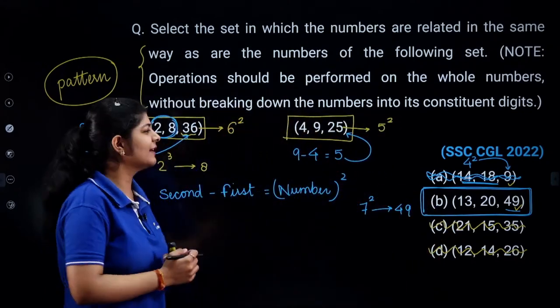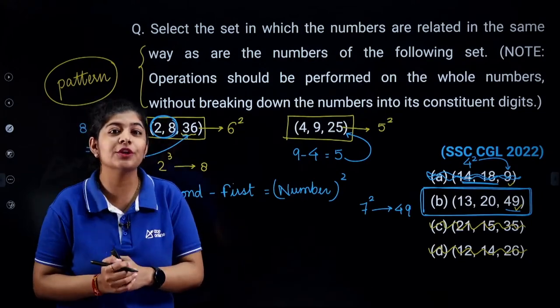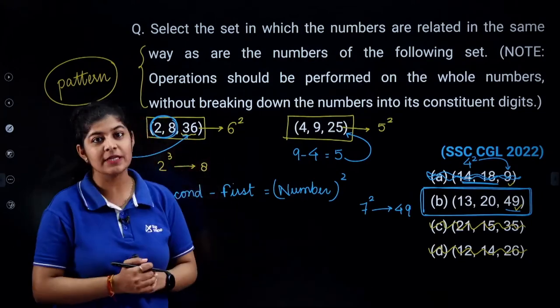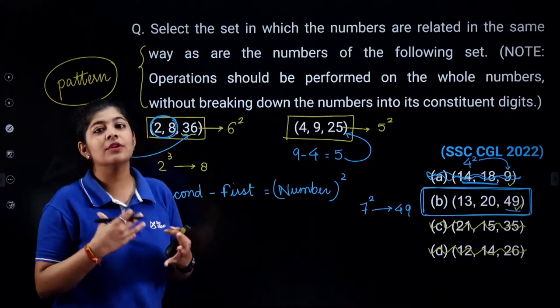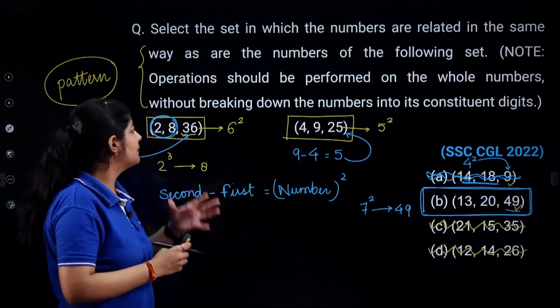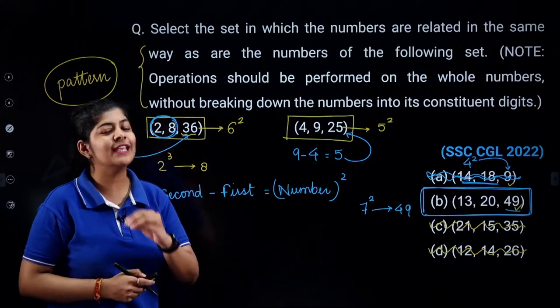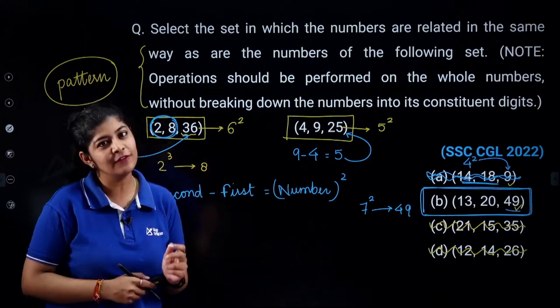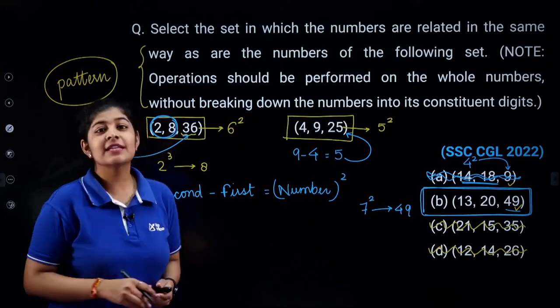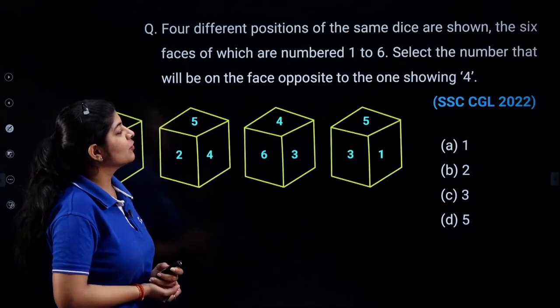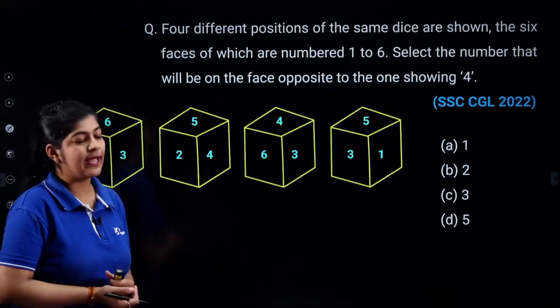Is it clear? This is a simple question, but what we need to do is play with the numbers. As we are aware of the squares, perfect cubes, square roots and the relations between the numbers, we can easily attempt all these types of questions. Let's move on to the next question and see what we have.